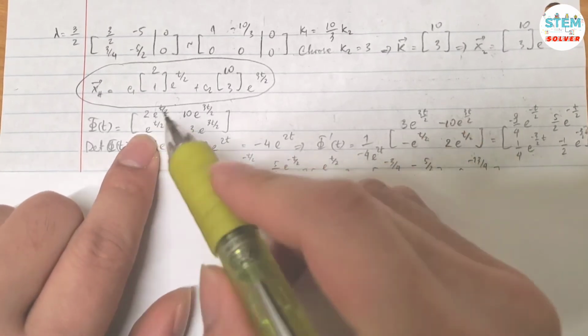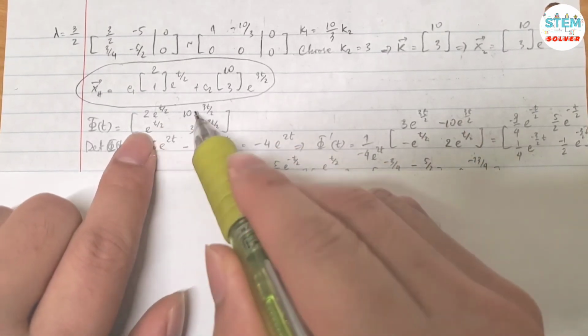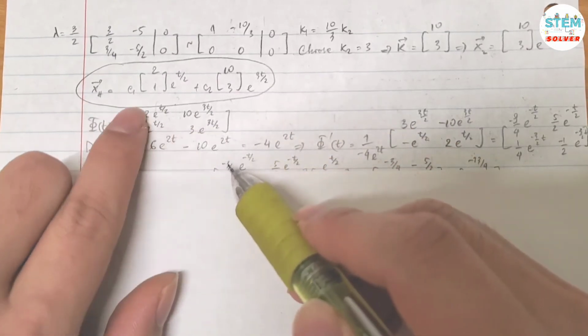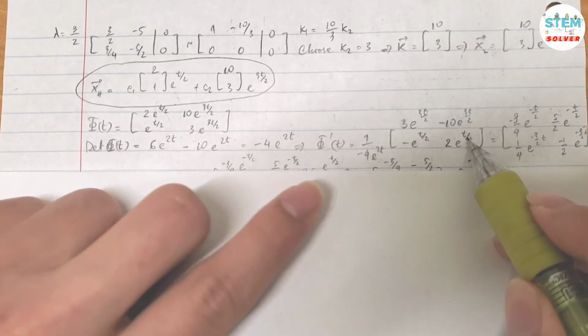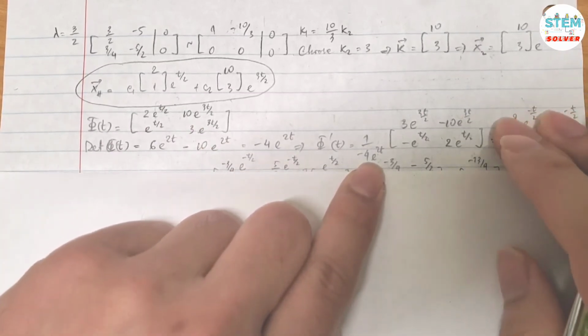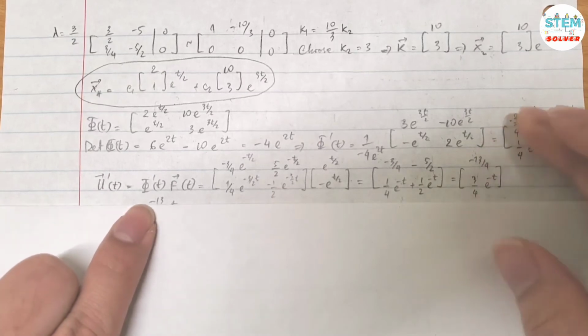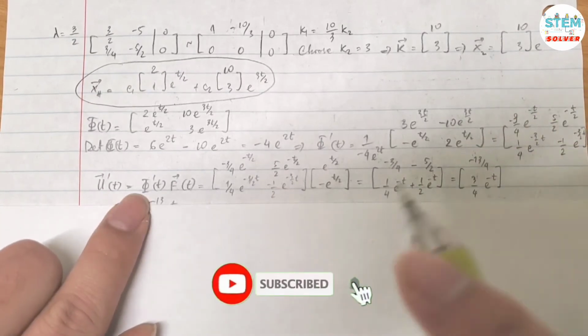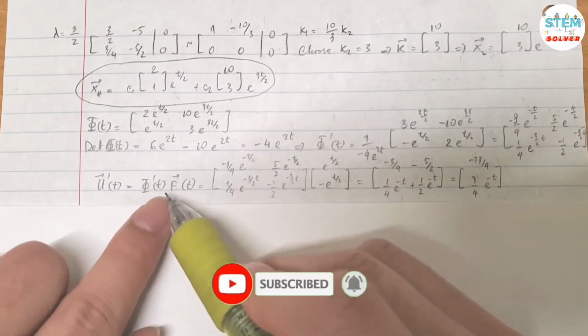For the upward diagonal line, you just add the negative sign to the entries. For the downward diagonal line, you switch the positions, so bring this up and bring this down. Then multiply by 1 over determinant. That gives you this matrix. Now let's find u prime, which is equal to inverse phi of t times f of t.